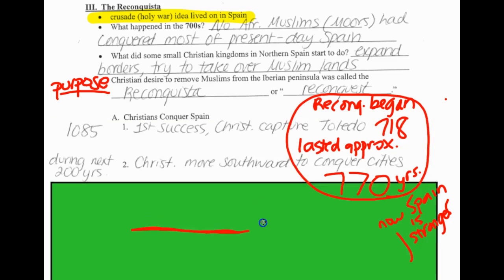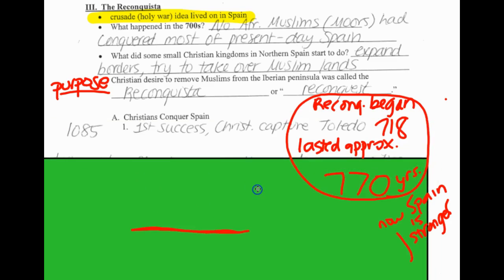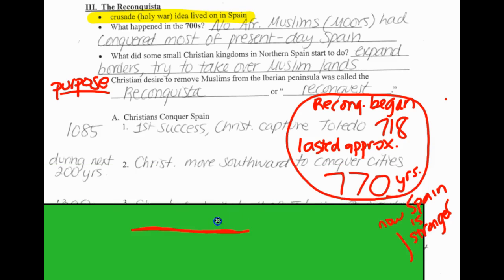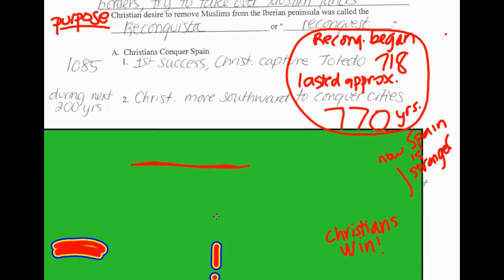All right. First success is listed there when Christians captured Toledo. And then over 200 years, they slowly tried to conquer more cities in Spain and gain control over the Muslims in Spain. And the writing in red here says that the Reconquista lasted about 770 years. So it was off and on, just like the Crusades. And it was just an attempt of Christians to control the Iberian Peninsula, which is Spain and Portugal. But most of these facts focus on Spain.